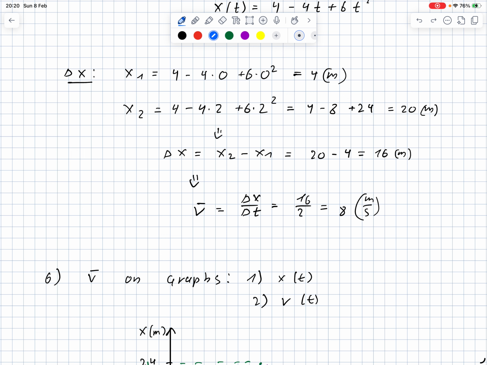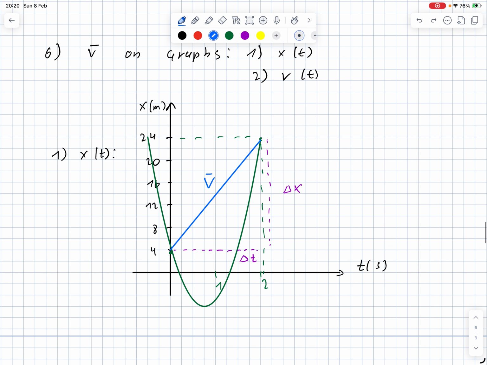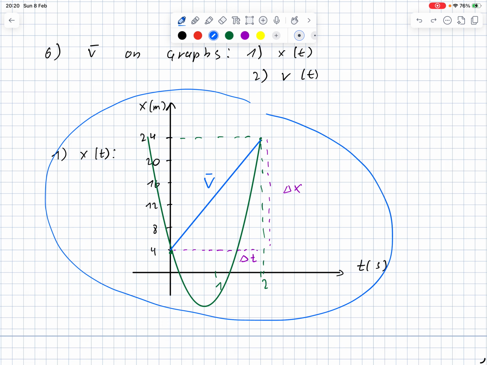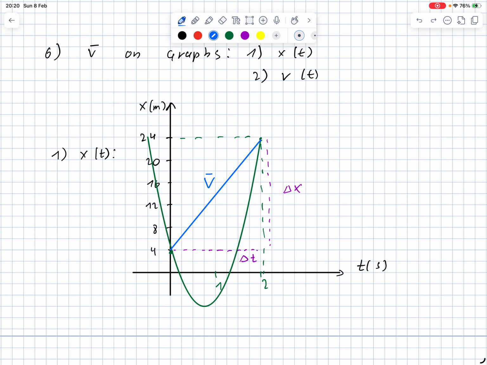Okay, we need to see how this value would look in functions or graphs of x of t and v of t. First of all, let's look at x of t. We already more or less tried to draw this function before. Okay, what do I know?